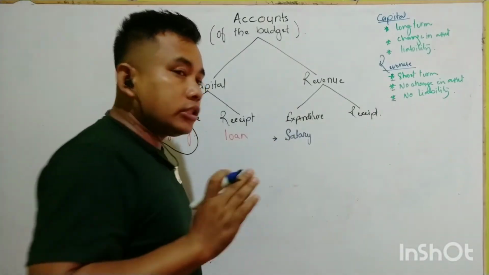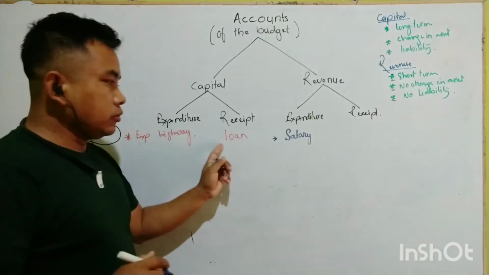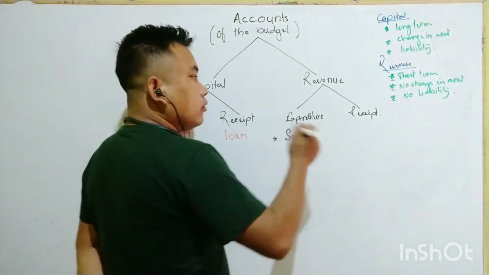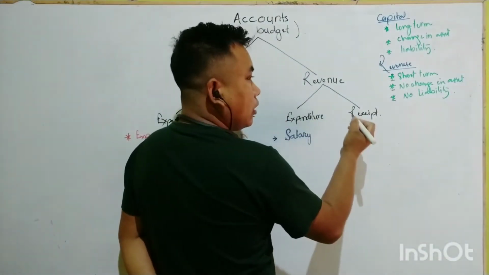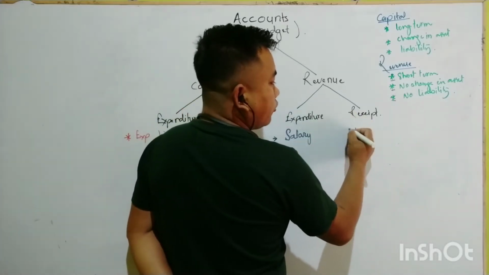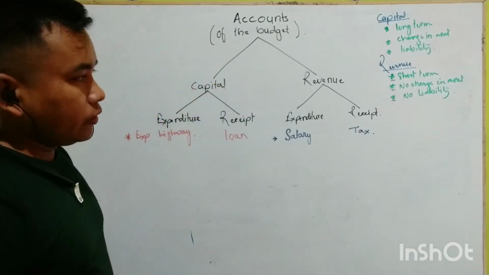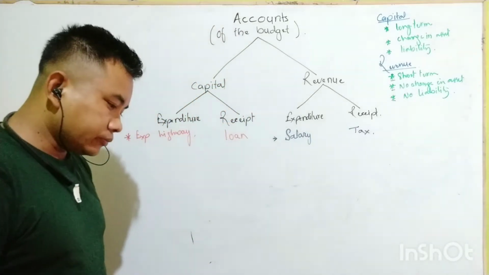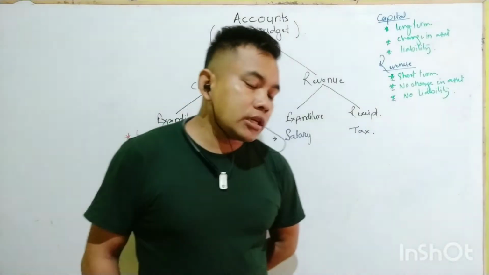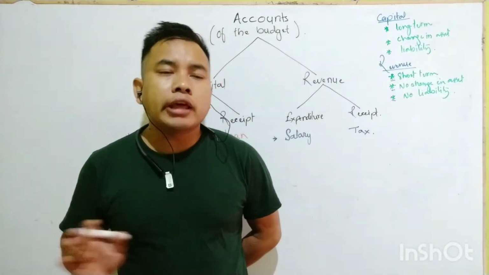But one of the examples of revenue receipt is obviously tax. Tax is one example of revenue receipt. The government collects tax. It happens every second, every minute, every day.